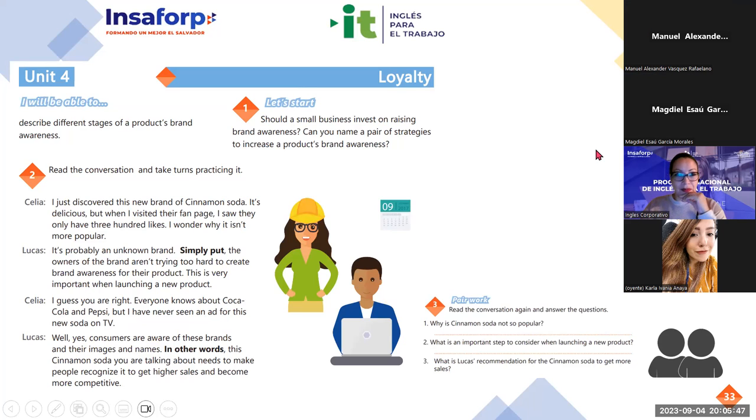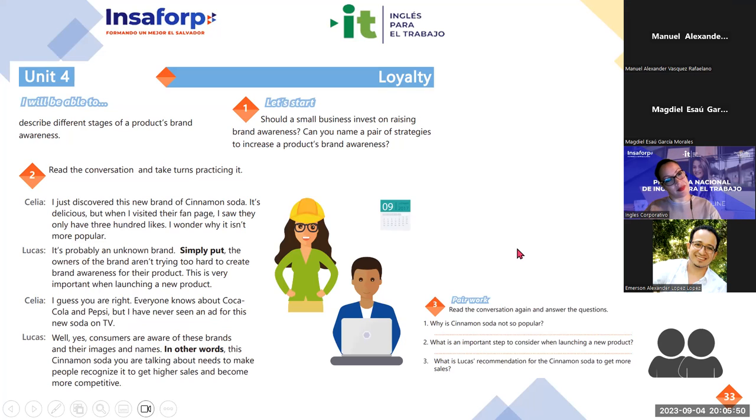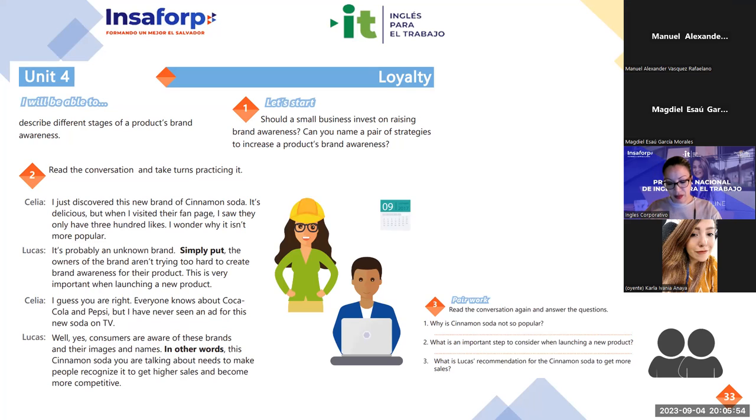Okay, I start. I just discovered this new brand of cinnamon soda. It's delicious, but when I visited their fan page, I saw they only have 300 likes. I wonder why it isn't more popular. It's probably an unknown brand. Simply put, the owners of the brand aren't trying too hard to create brand awareness for their product. This is very important when launching a new product.